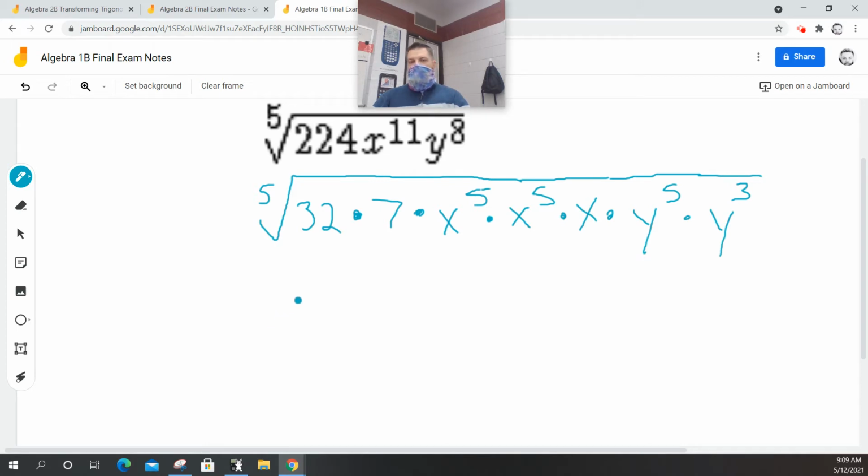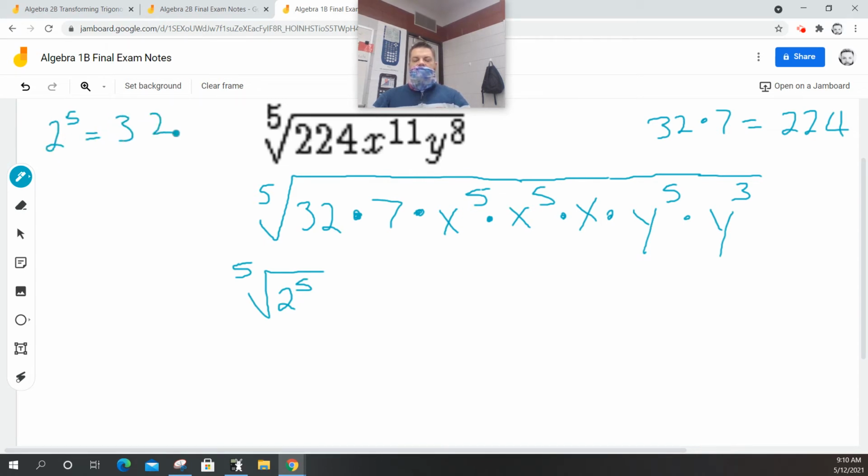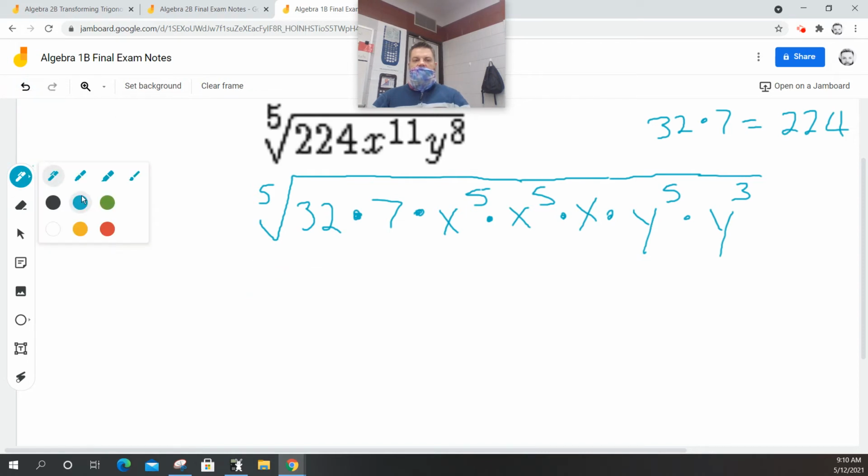Oh, 32 times 7 equals 224. Oops. So what I did is I rewrote that, and you'll see why I rewrote that in a second. So now I can go the 5th root of 32. What's 32 though? 32 is 2 to the 5th, right? 2 to the 5th equals 32. Then I'm going to take all these, actually I should do this. 32 is 2 to the 5th.